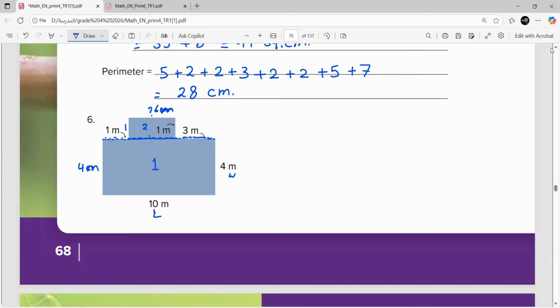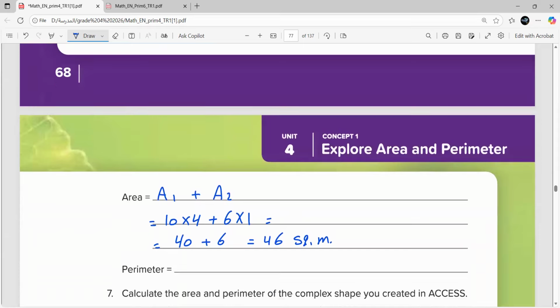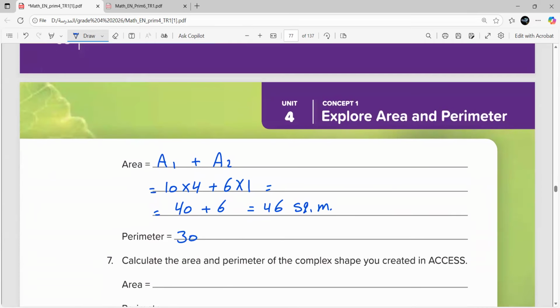Now, 6 plus 1 equals 7. 7 plus 3 equals 10. 10 plus 4, 14. 14 plus 10, 24. 24 plus 4, 28. Plus 1, 29. Plus 1 equals 30. So the perimeter here equals 30 meter.